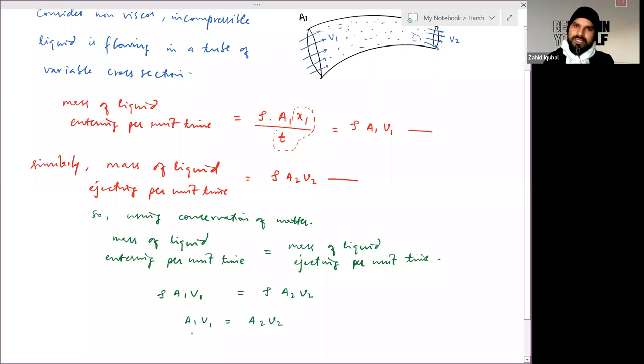I defined in the previous part, in Reynolds number, that area of cross section multiplied by its velocity is also called Q. So we can say Q equals area of cross section into velocity, that is the rate of flow of liquid, which will be constant.